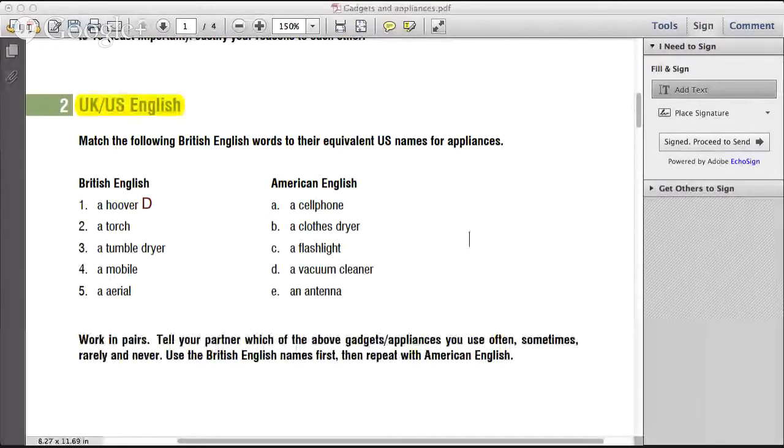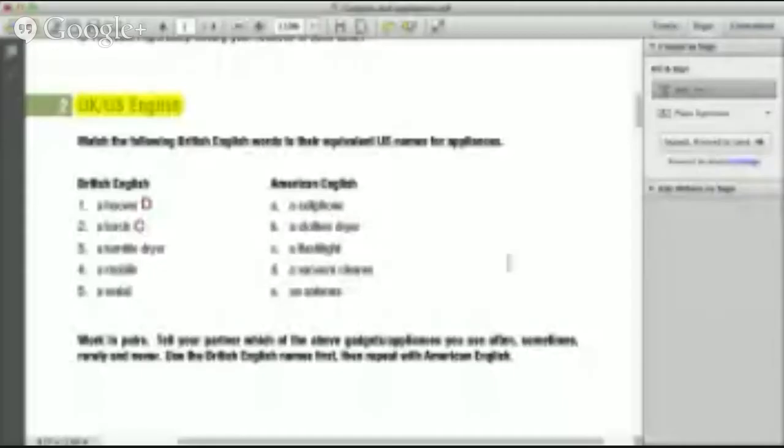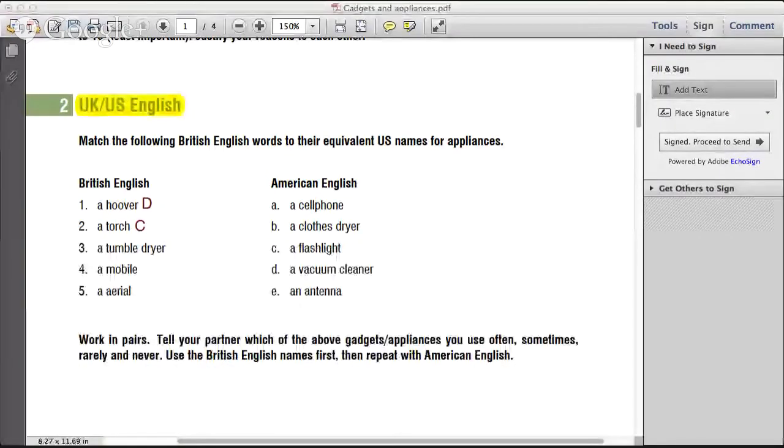Number 2, Ismail. Go ahead and read that and tell me which one you believe that would match to. A torch matches with a flashlight. Exactly. Okay, it matches with the flashlight. I don't know why they call a torch a flashlight. The main reason is because a torch is fire.